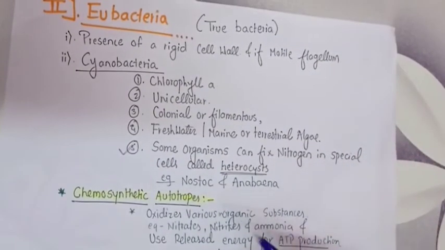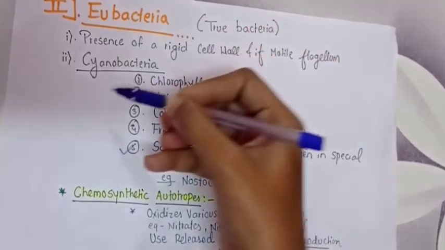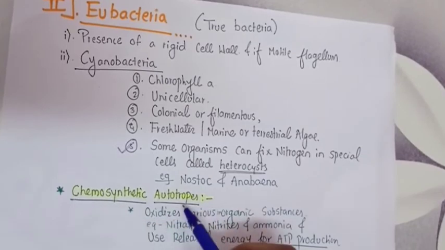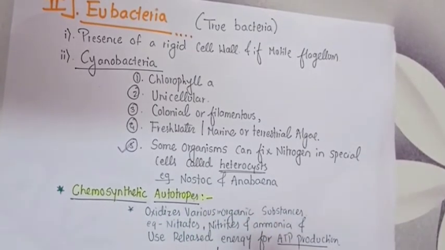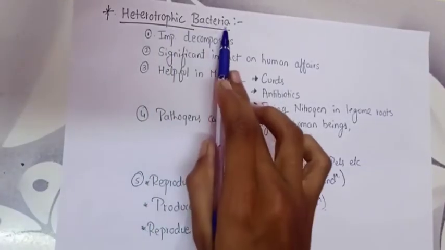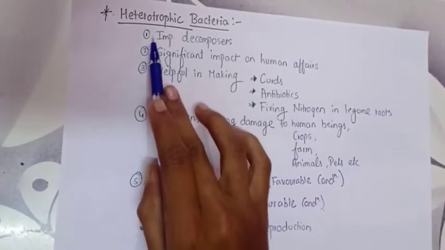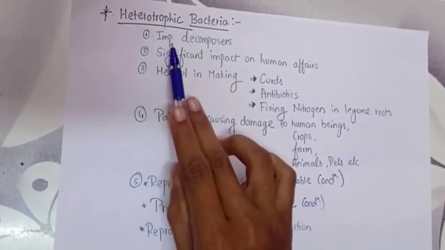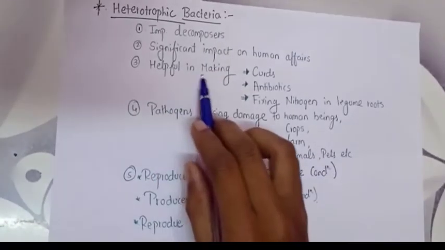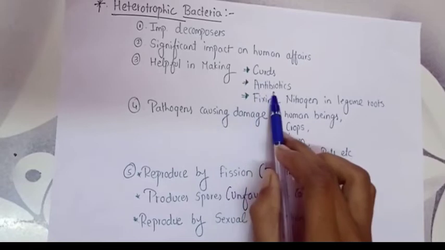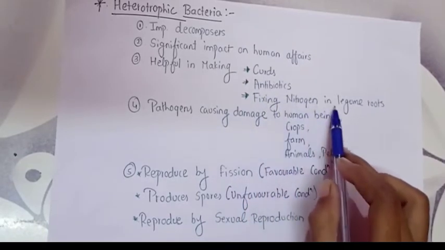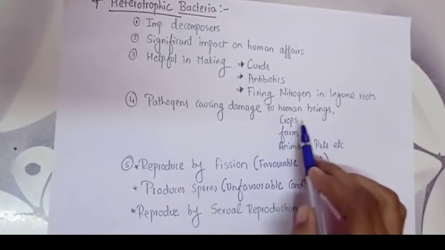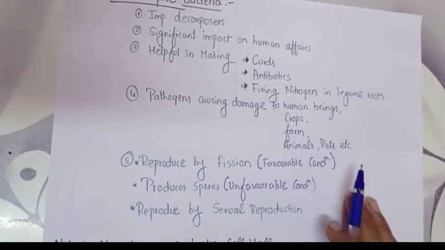In this way, we have seen about the eubacteria, that is about the cyanobacteria, which are photosynthetic, second will be the chemosynthetic autotrophs, and third one will be the heterotrophic bacteria. Heterotrophic bacteria: the first point to be remembered is that they are important decomposers. They are helpful in making curd, in production of antibiotics, and fixing nitrogen in legume roots. Pathogens cause damage to human beings, crops, farm animals, pets, etc.